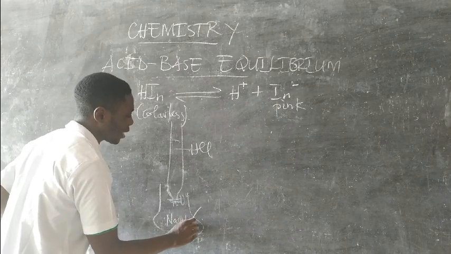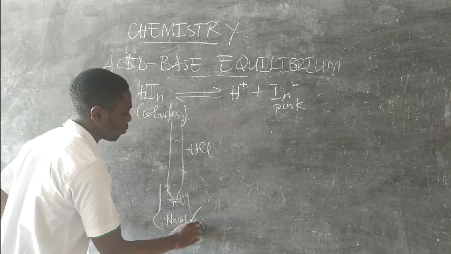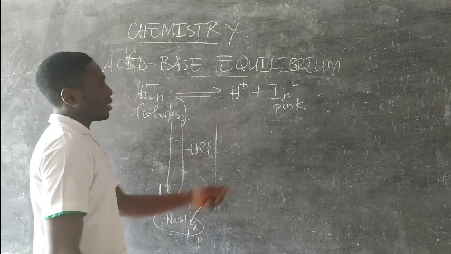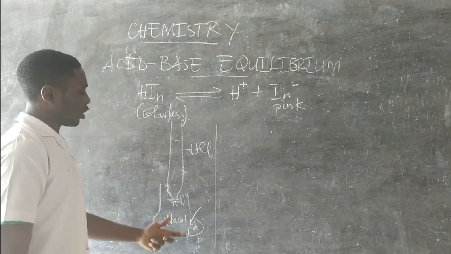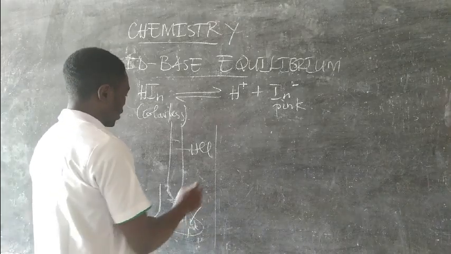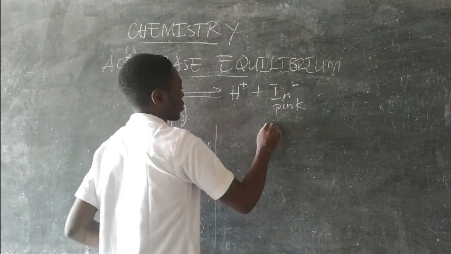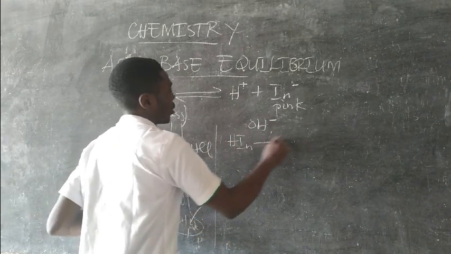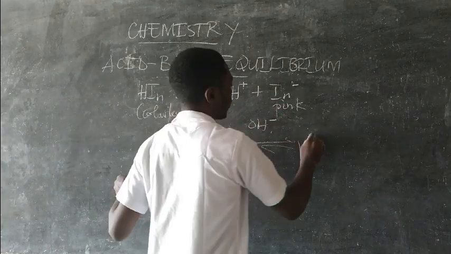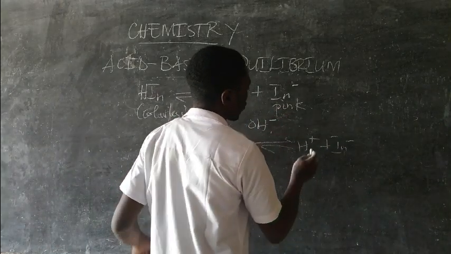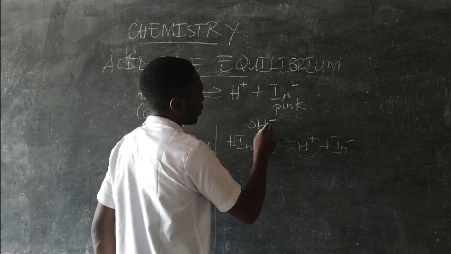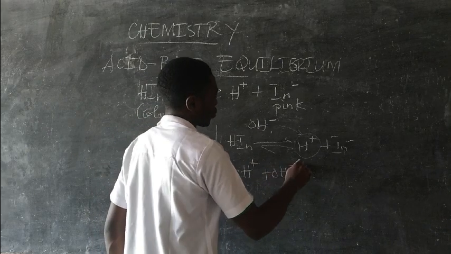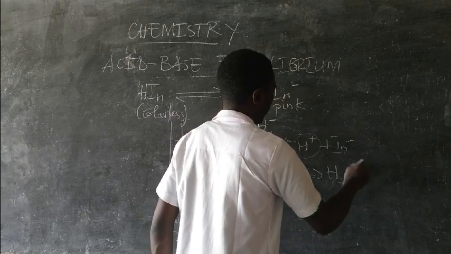Now, why is it that when you drop the indicator here, the color is pink? Why is it pink in an alkali solution? The simple reason is that when you add this indicator, phenolphthalein, HIn, into this solution, since the solution is made up of OH minus ions, phenolphthalein is going to dissociate. The forward reaction is favored to form H plus and In minus. So this H plus of the phenolphthalein will be neutralized by OH minus. The H plus will react with the OH minus to form a water molecule.